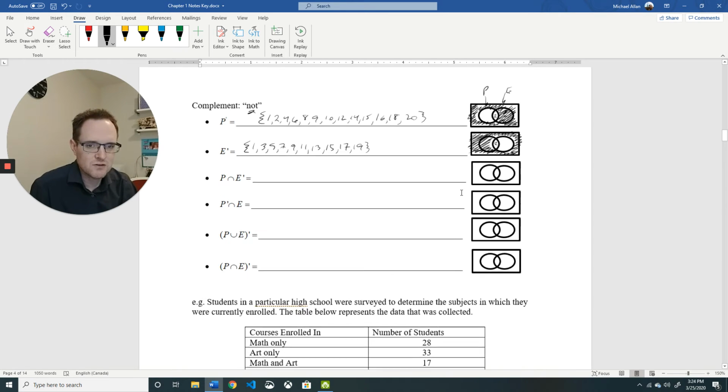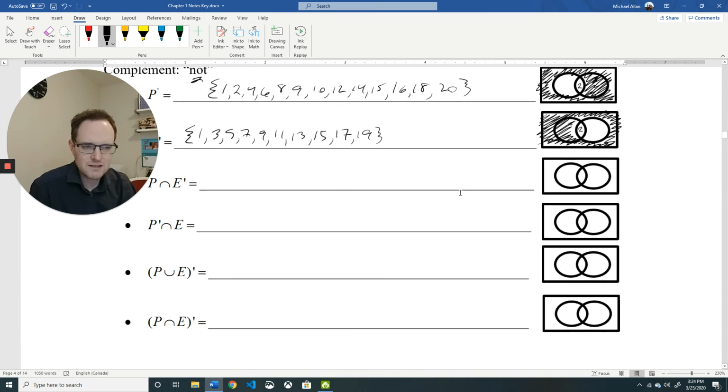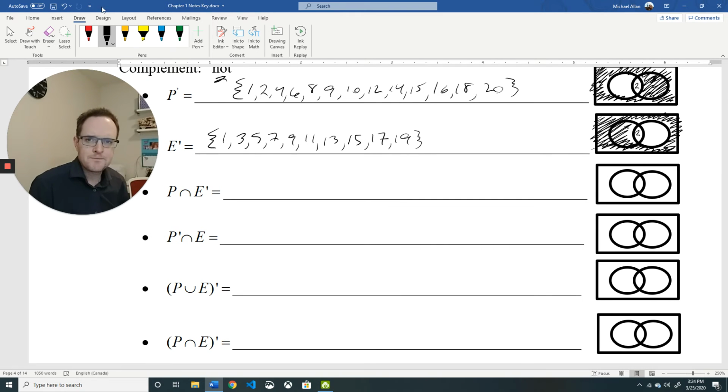I'm just going to zoom in here a little bit for this next part so I can see these circles a little bit nicer. All right. So let's first of all figure out what we want here. We want the intersection, this symbol stands for the intersection again, between the primes and the not evens.